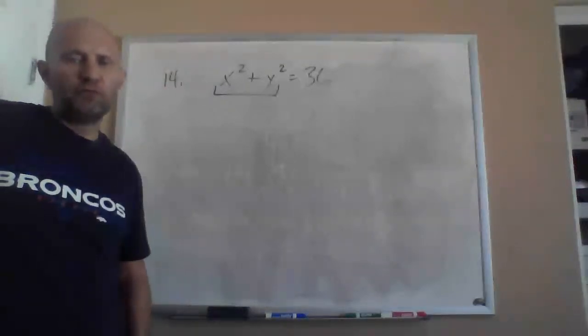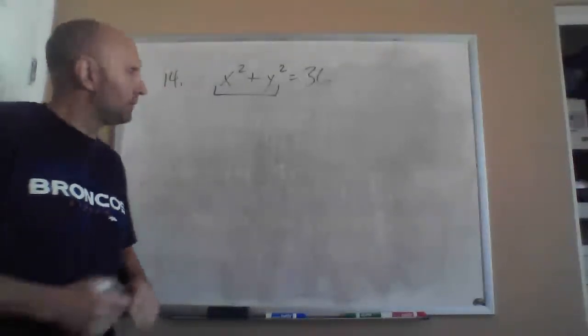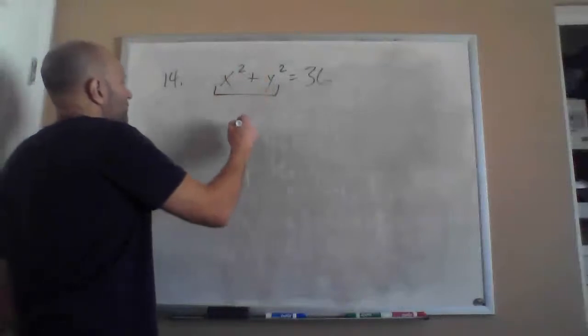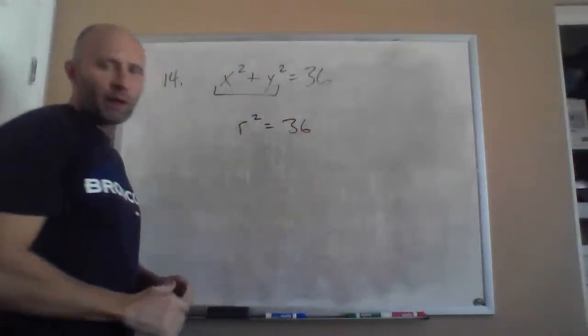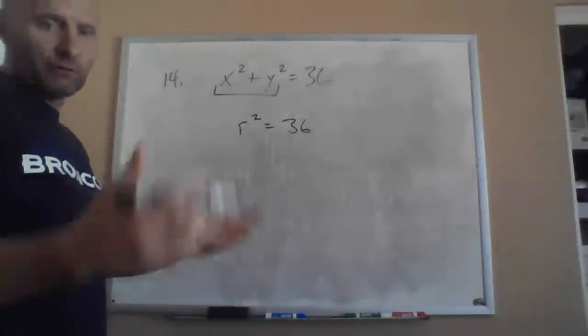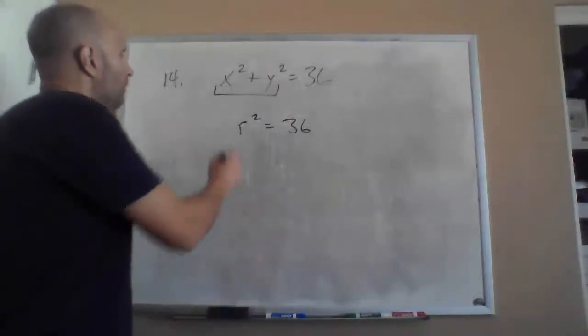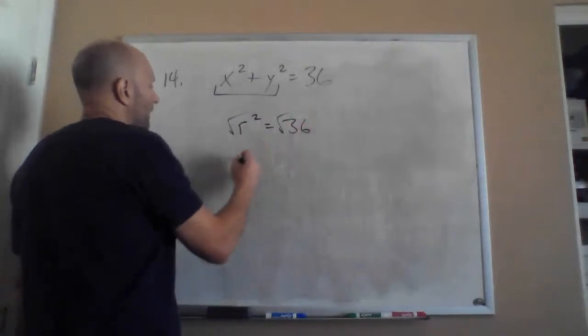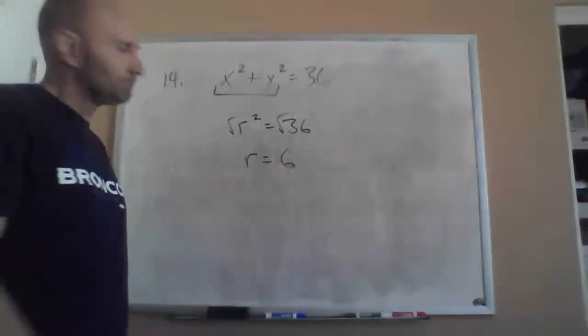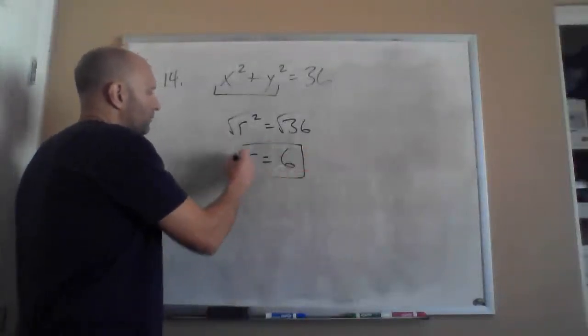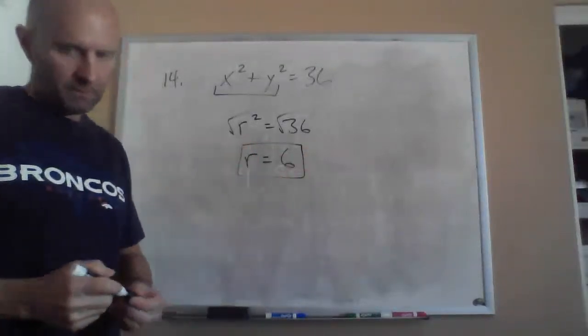With our substitute equations, r squared, exactly. So we can change this whole thing out to be r squared, but I want the equation to be r is equal to something, so I have to do what? Square root both sides, so r is equal to 6. That's it, just r equals 6 for that one.